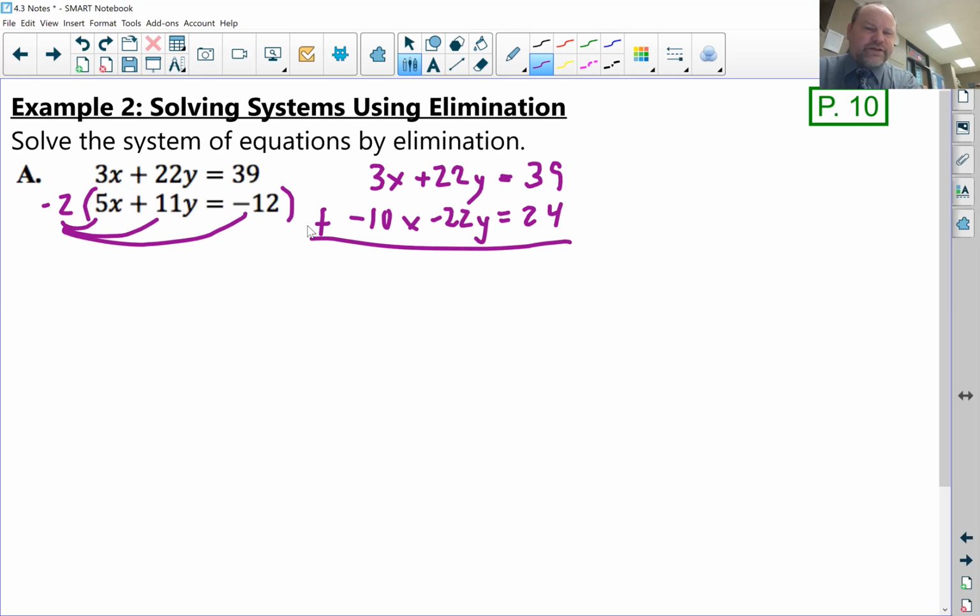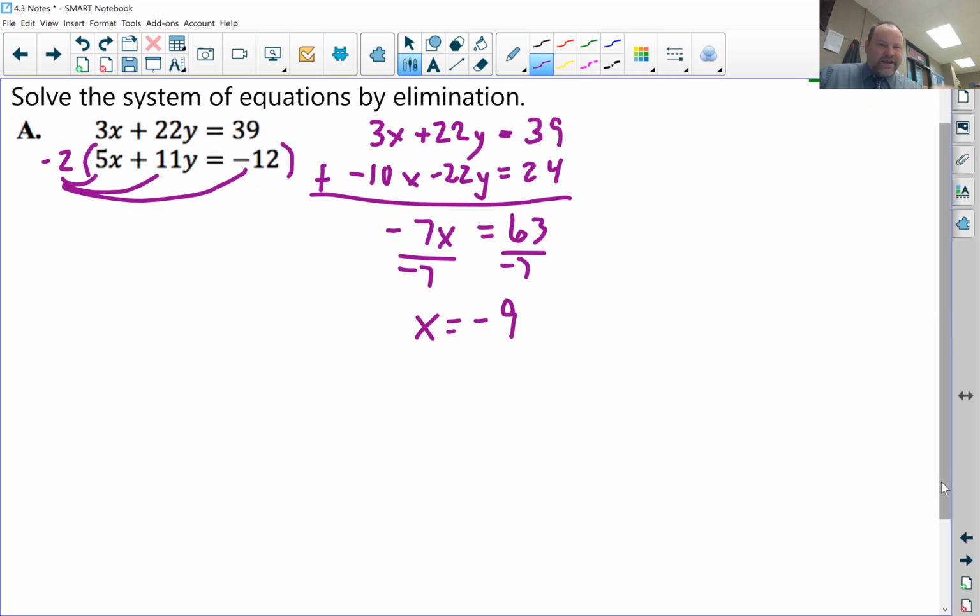3x plus negative 10x is negative 7x. 22y plus negative 22y. Again, those cancel. The y's are eliminated. 39 plus 24 is 63. Divide by the negative 7. We get x equals negative 9.